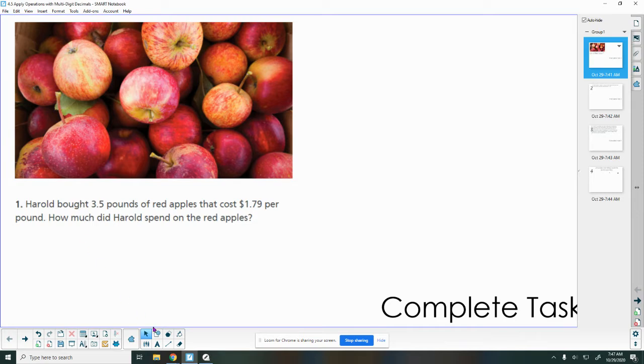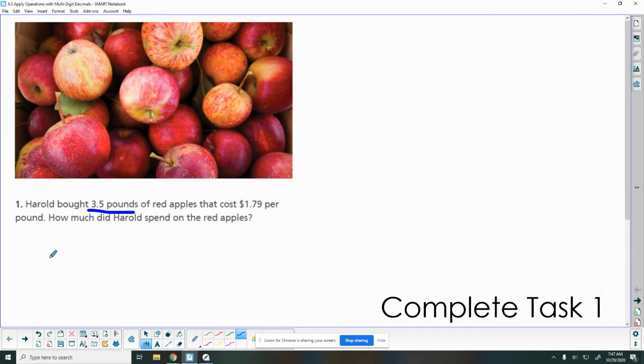Task 1 tells us that Harold bought 3.5 pounds of red apples that cost $1.79 for every pound. Per is another word for every. So every time he bought a pound, it cost $1.79. The second pound cost another $1.79. The third pound cost another $1.79. And that half pound cost half of that.